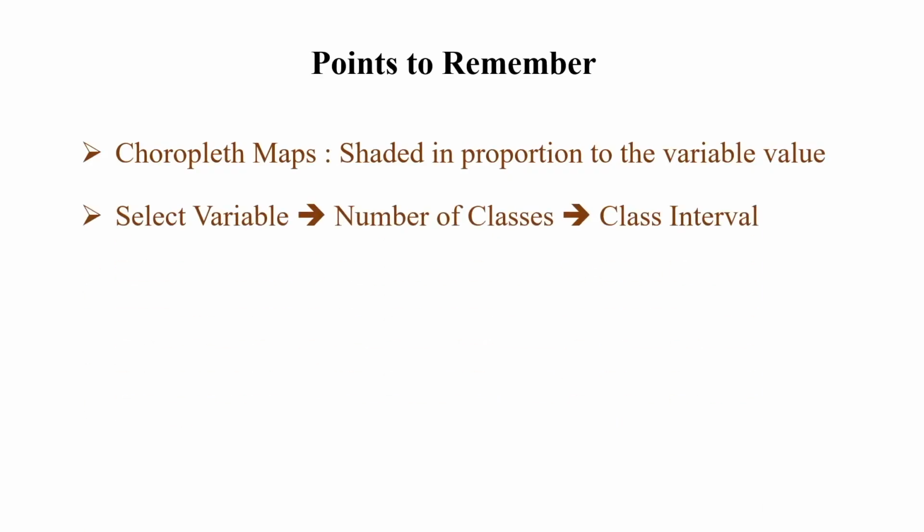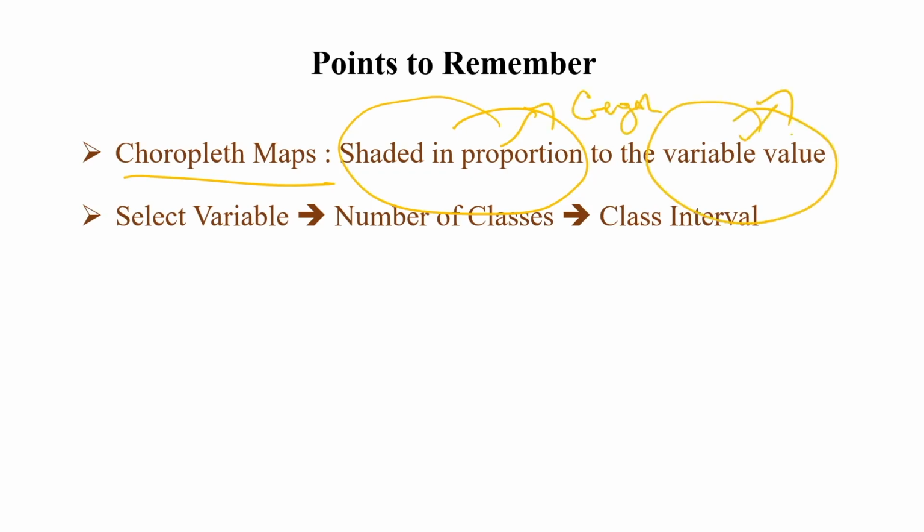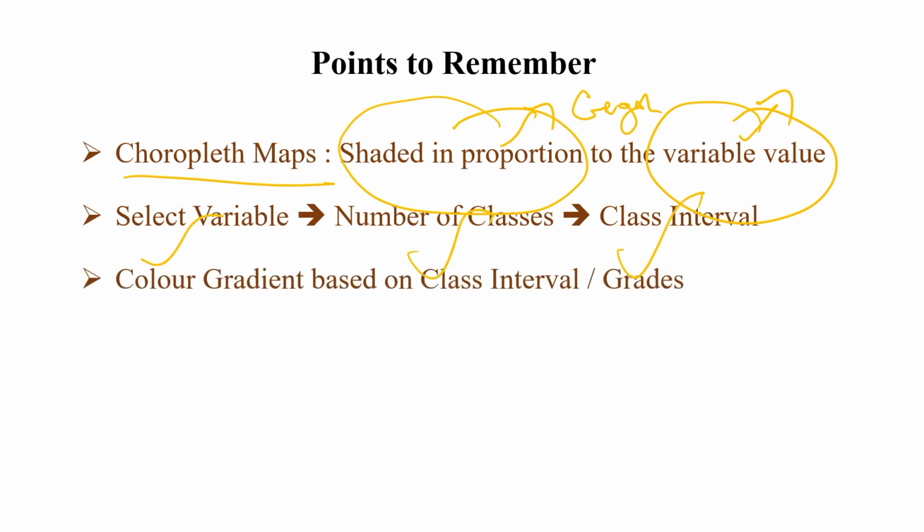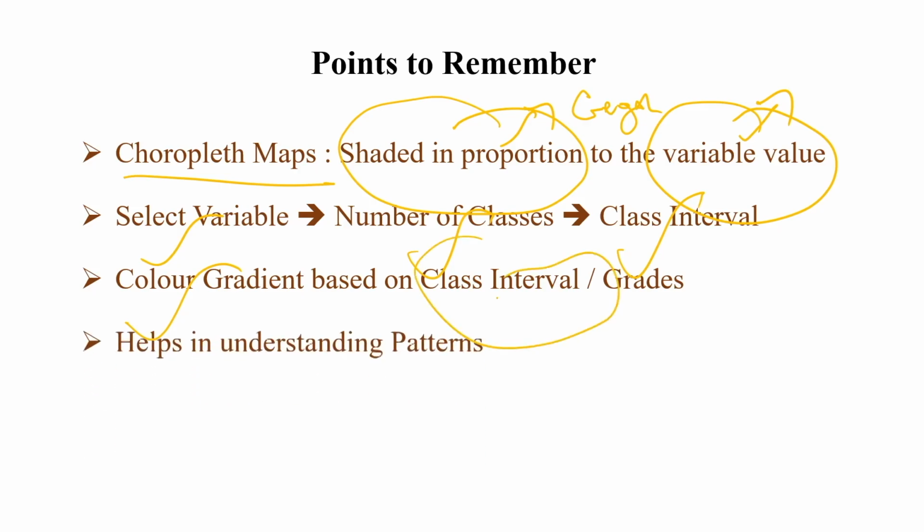To wind up this particular session, we will just see what are the major points to remember. Like I said, Choropleth mapping is nothing but trying to shade geographic areas based on a particular variable, which can be demographics, economics, health, and n number of variables. So the steps are basically: select your variable, then you go for the number of classes, then the class interval, and then you come for your color gradient based on the class interval. And it helps you to understand different kinds of patterns.